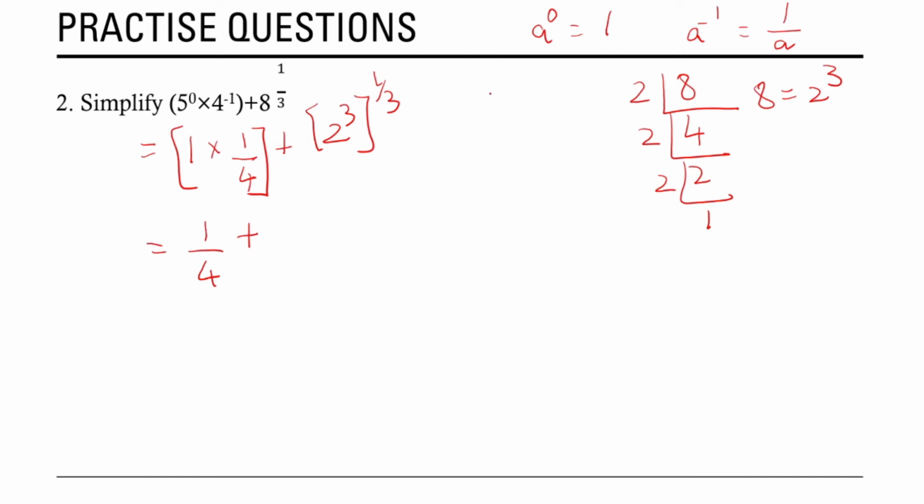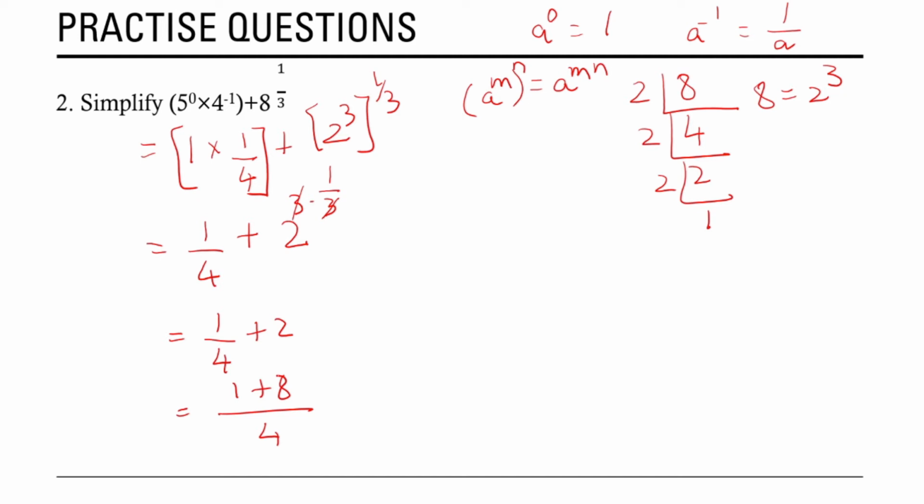We just now saw the formula: a raised to m the whole raised to n is equal to a raised to m into n. Using that we get 2 cube the whole raised to 1 by 3 is 2 cube into 1 by 3. This 3 gets cancelled. So we are left with 1 by 4 plus 2. Taking the LCM as 4, it is 1 plus 8 in the numerator and 4 in the denominator. The answer is 9 by 4. So this is the answer for this question, 5 raised to 0 into 4 raised to minus 1 plus 8 raised to 1 by 3.